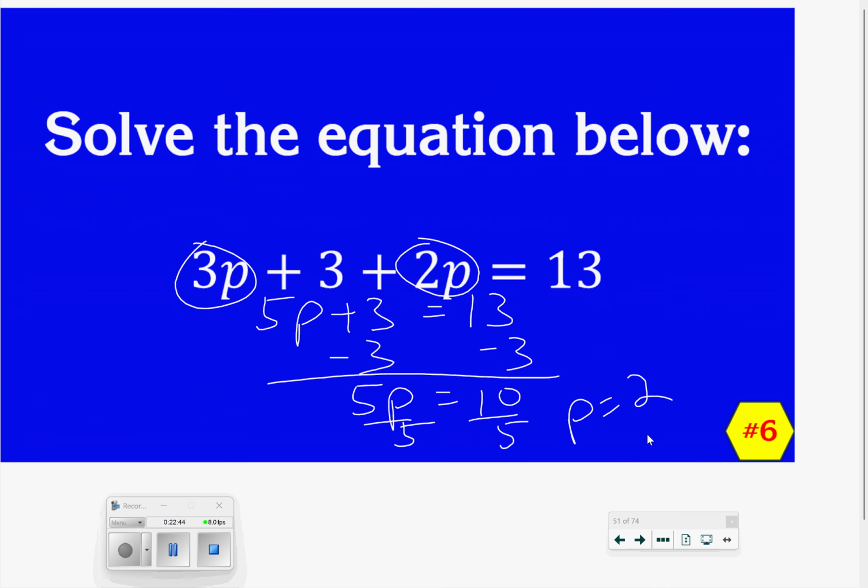Okay, you should get 2. I'm going to combine like terms. 3 and 2 is 5. Bring down the 3, bring down the 13. Do the opposite. Instead of adding, subtract, subtract. 13 minus 3 is 10. Do the opposite of multiplication, division, divide, divide, and p is equal to 2.